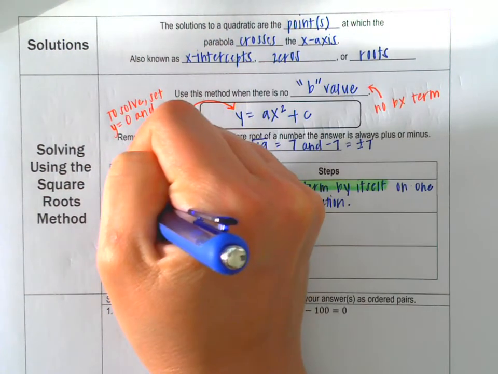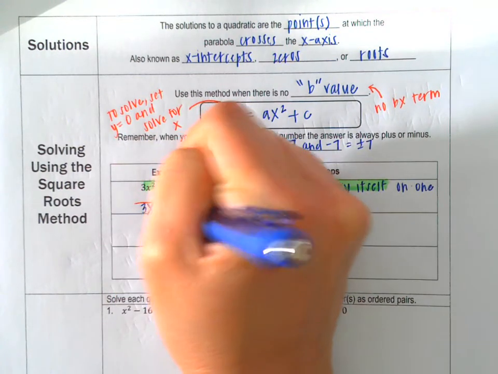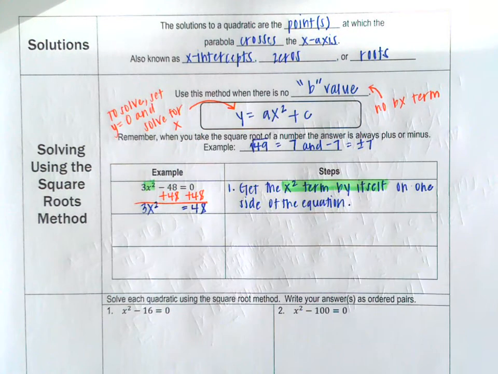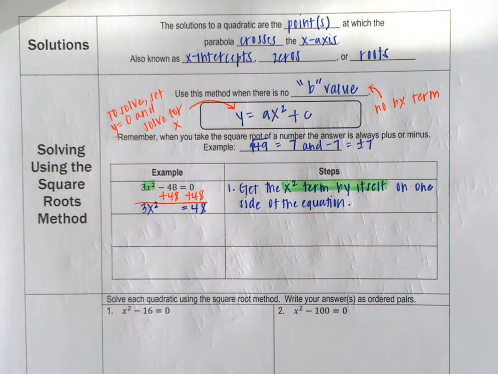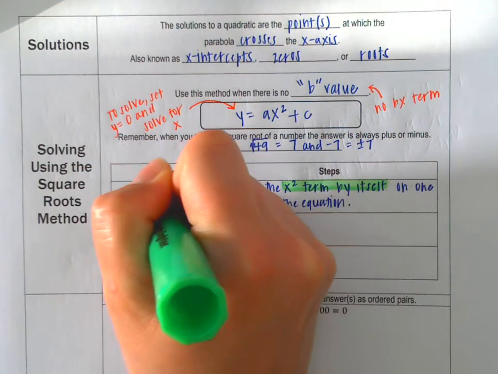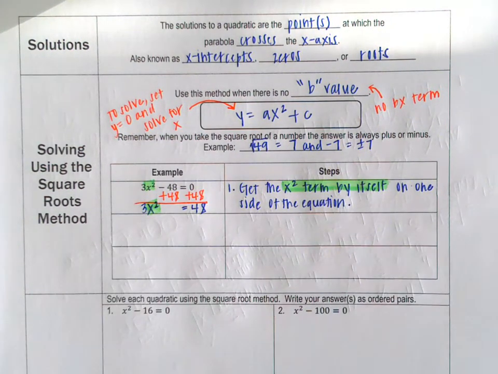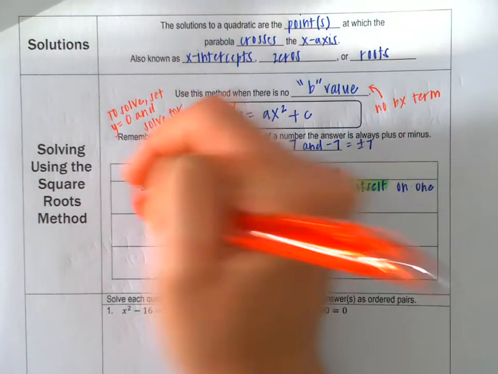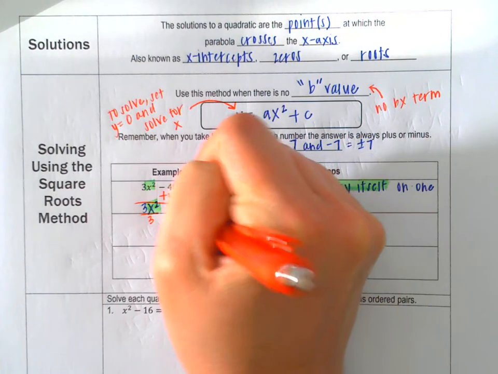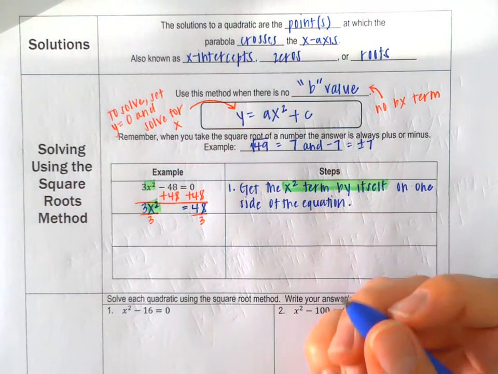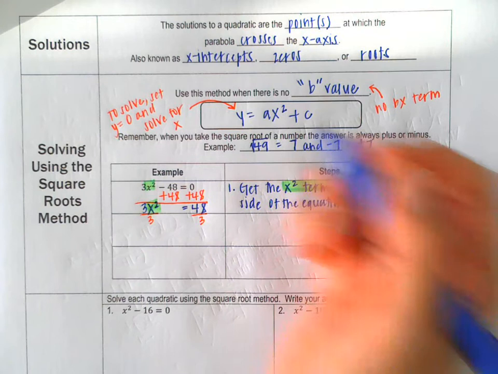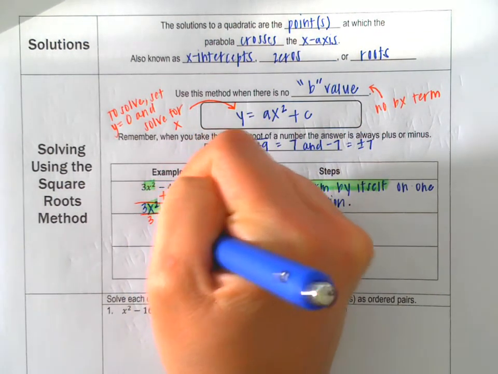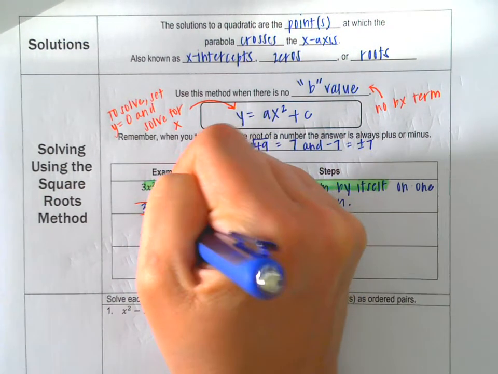And I get 3x squared equals 48. And I think, okay, did I get the x squared term by itself yet? And the answer is no. There's still a 3 attached to it. So before moving to the next step, we have to get rid of the 3 by dividing both sides by 3. So then when I divide both sides by 3, I have x squared equals 48 divided by 3 is 16.